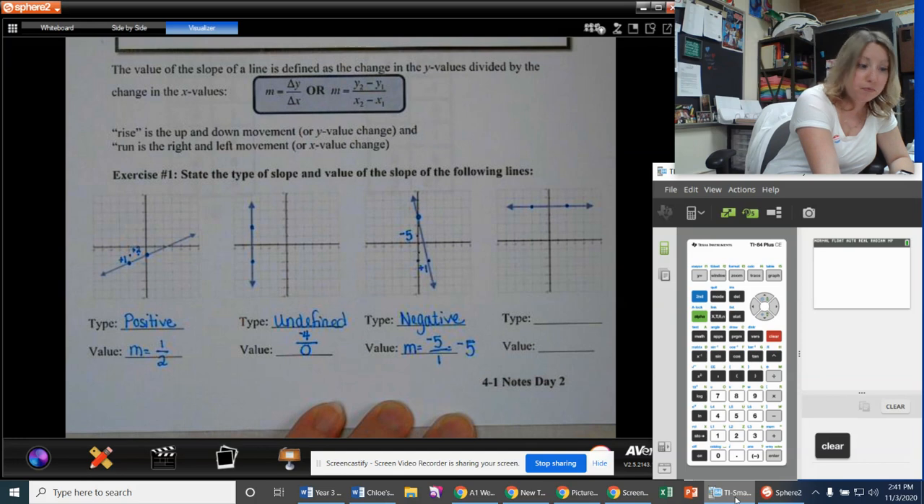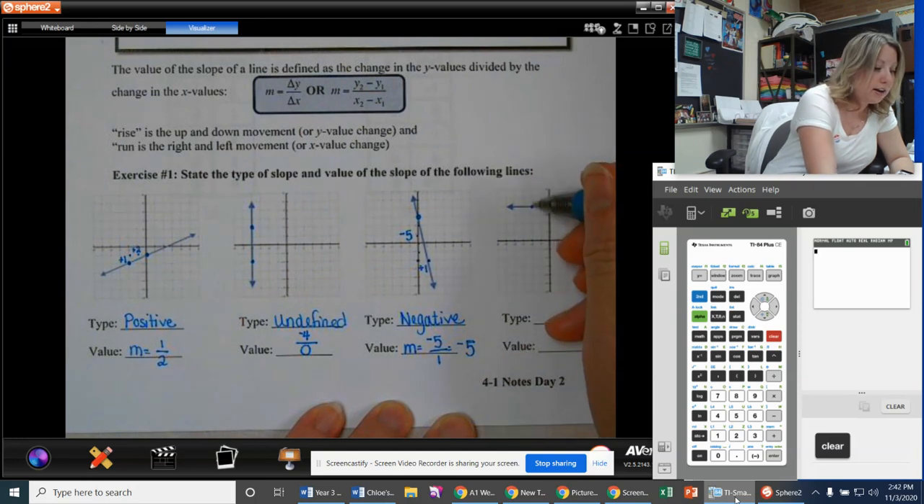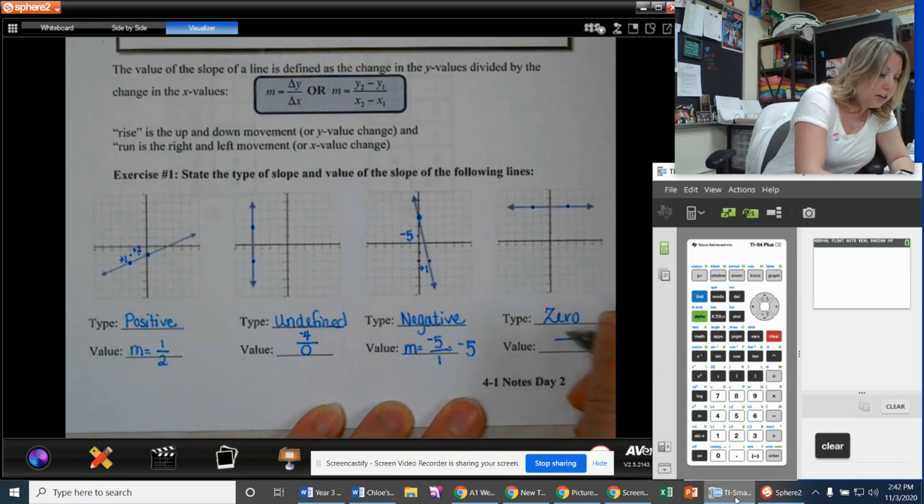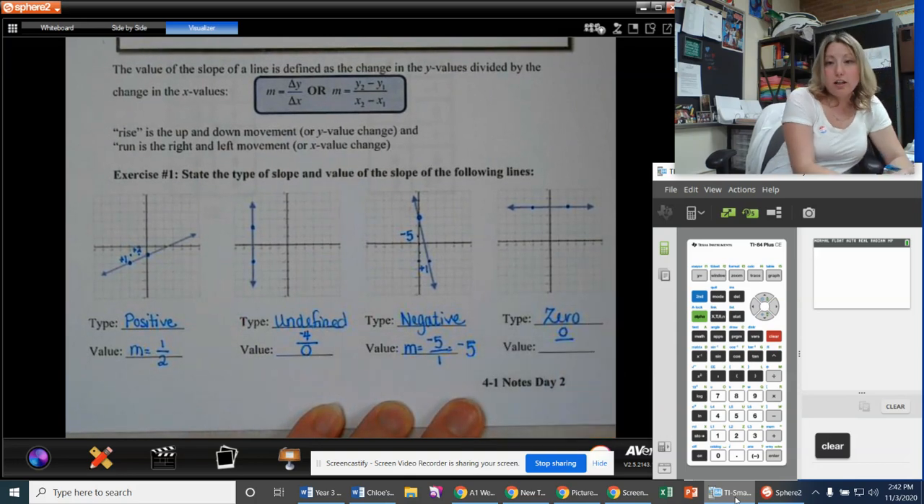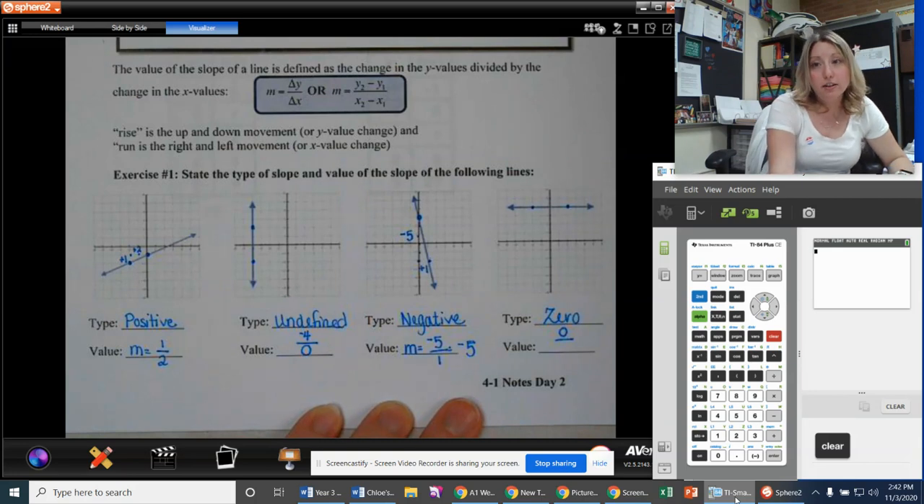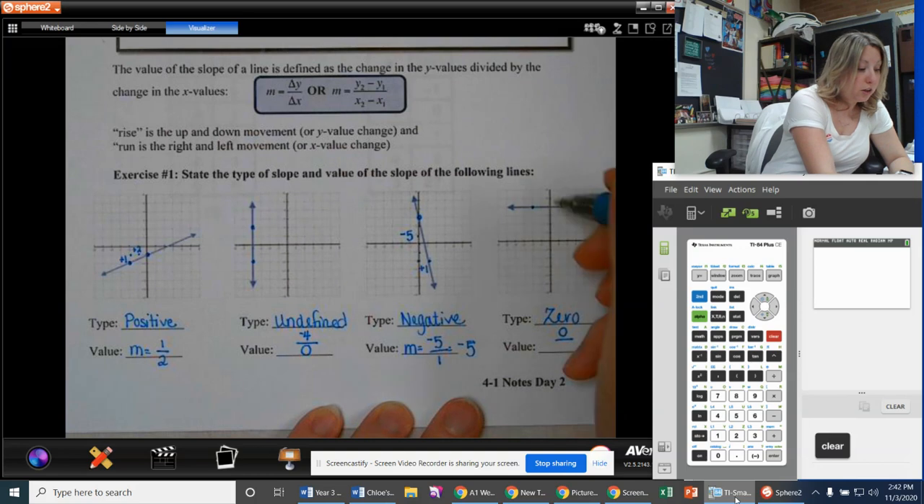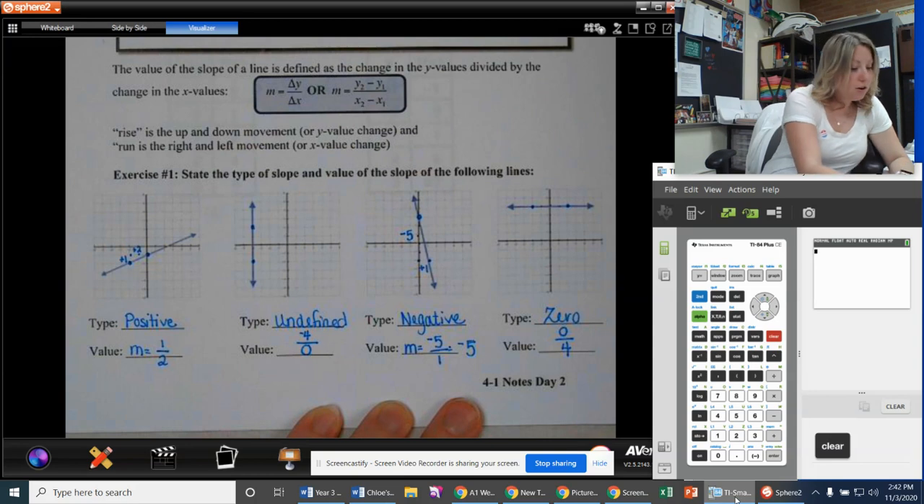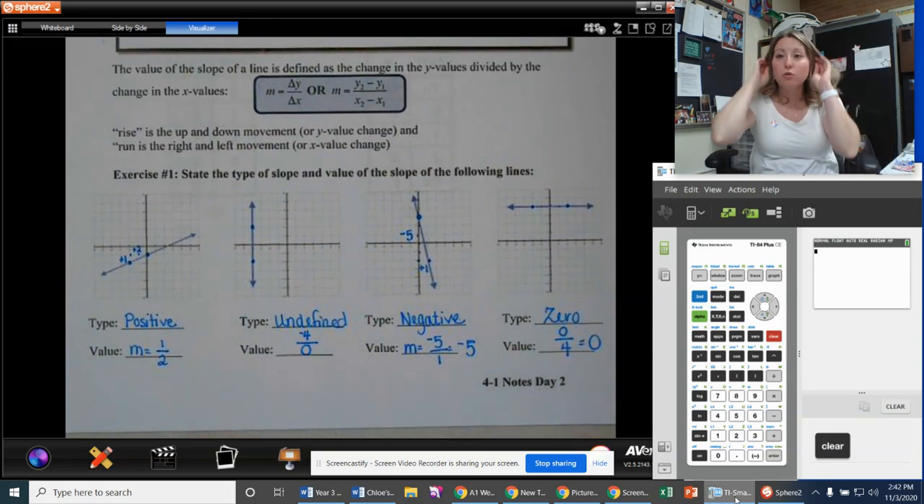Last but certainly not least, I can really pick any 2 points along this horizontal line. And notice that there is not any up or down movement. This is a 0 slope because since there is not any up or down change, there's no change in your y values, that means the top number of your fraction is 0. Doesn't matter the bottom number. 1, 2, 3, 4. Okay, it's a positive 4 on the bottom. It doesn't matter. Your entire slope is 0 because there was no change in the top number. Now notice this is different.